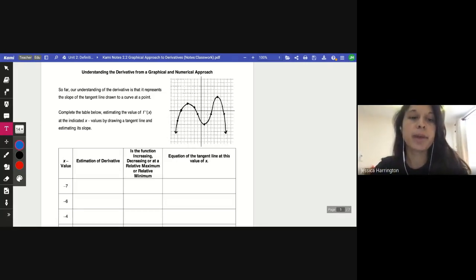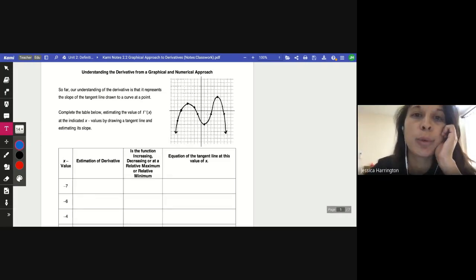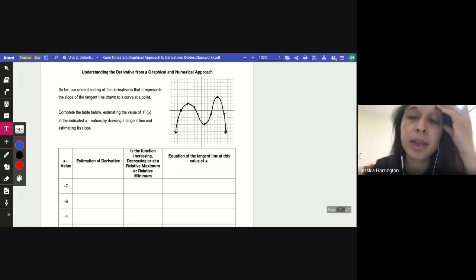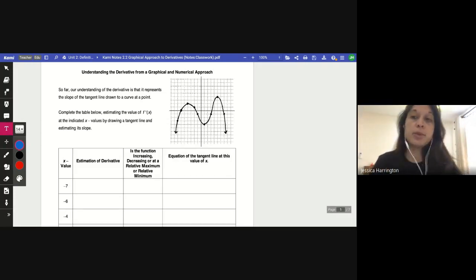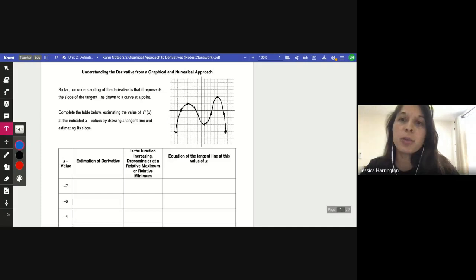All right, guys, so we're back for our second lesson in Unit 2, where we are going to be continuing with derivatives. So we learned the formal definition of a derivative last time, where you had to use the limit to evaluate the derivative. But we need to remember that the derivative represents the slope of the tangent line to a curve at a point, right? So if I take any of these points and I draw a line that's tangent to it, meaning it hits it only at that point, I can use that to get the derivative at that point.